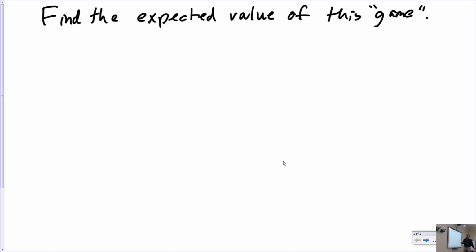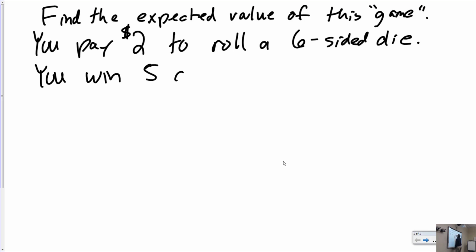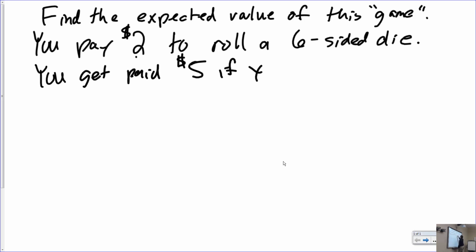Here's a quick question then. Let's find the expected value of this game, just sort of a quick review. You pay $2, roll a 6-sided die. You win $5. Well, I should say that, hang on. You get paid $5 if you roll a 1 or a 6.